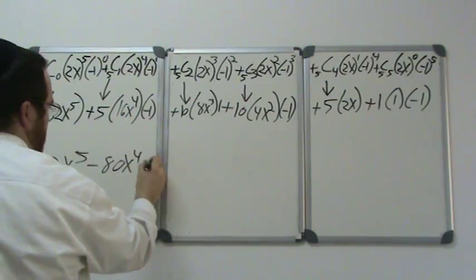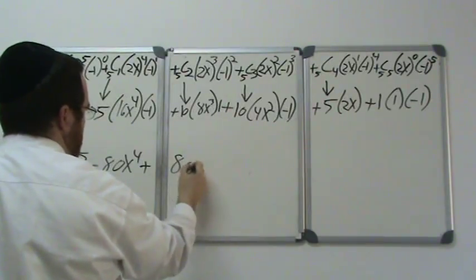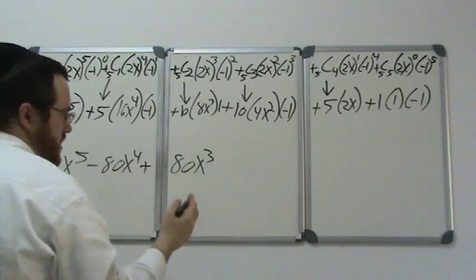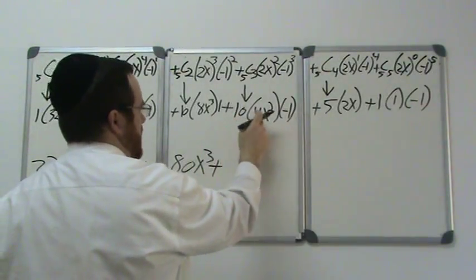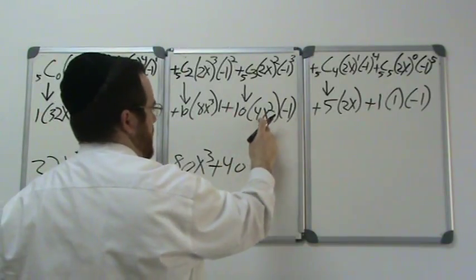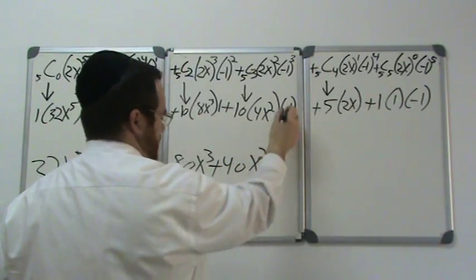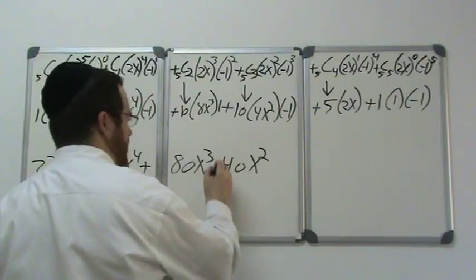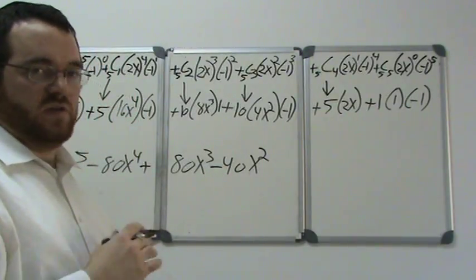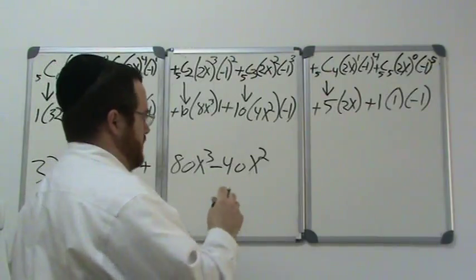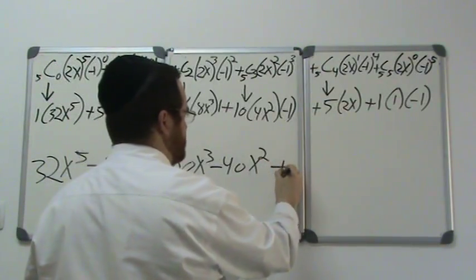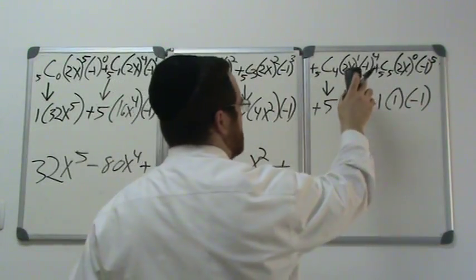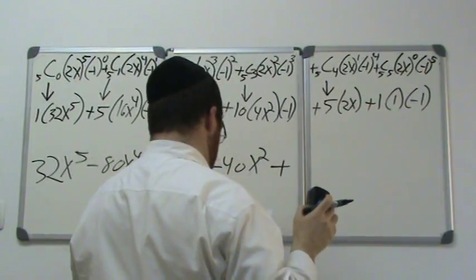So 5 times 16 is 80, times x to the fourth power, times negative 1, makes negative 80x to the fourth power, plus 10 times 8 is 80, times x to the third power, times 1 is just 80x to the third power, plus 10 times 4 is 40, times x to the second power, times negative 1, makes this positive into a negative. That you don't have to show when you're erasing it. So what is it called? Plus 5 times, this is the mistake over here, because it's plus 5.